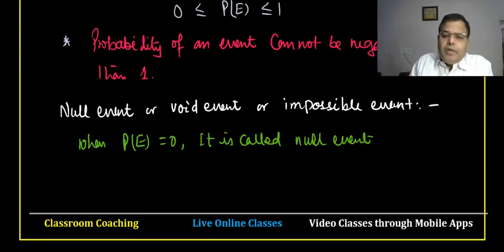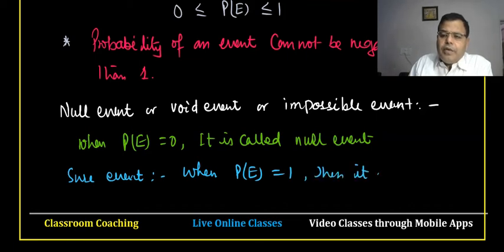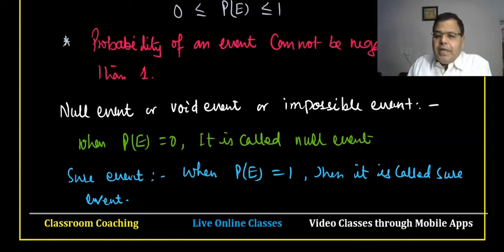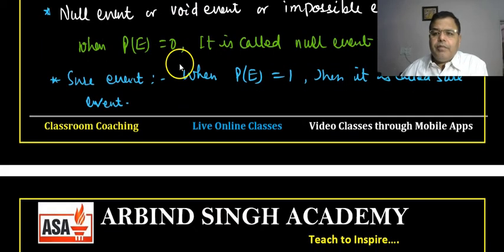What is a sure event? When the probability of an event is 1, then it is called a sure event. Means the probability is 100%, then it is called a sure event. So remember these 2 points also.